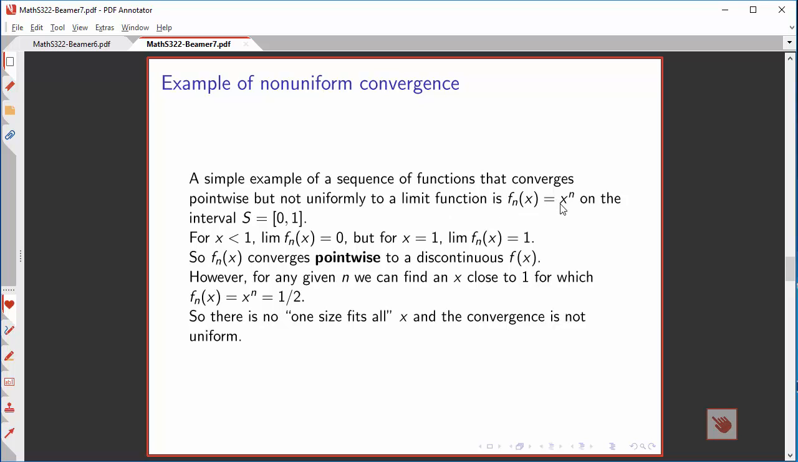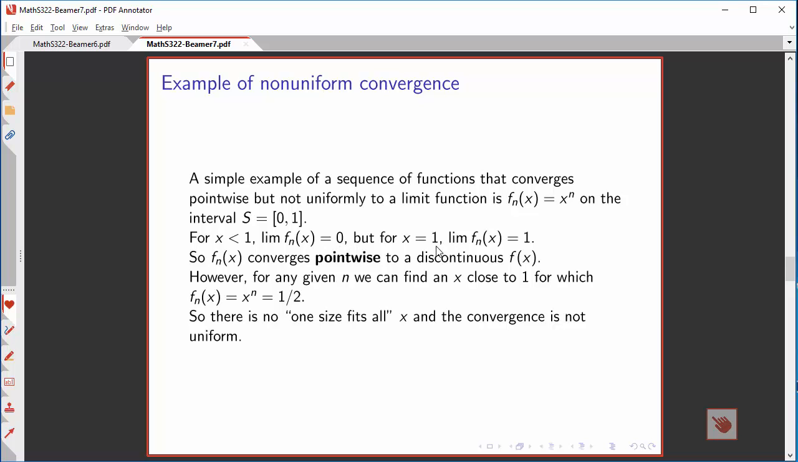Okay, suppose that x is less than 1. Any number less than 1 raised to the nth power gives a number less than 1. And furthermore, as the power gets larger and larger, the value gets smaller and smaller. So if you take a value less than 1, like 0.7, and raise it to a very high power, you get something very close to 0. That means as long as x is less than 1, the limit of f sub n is 0.